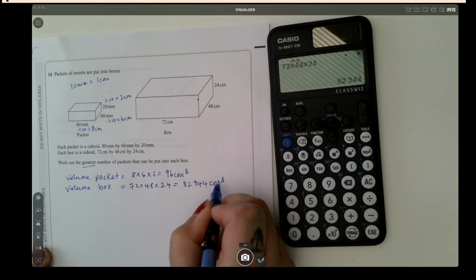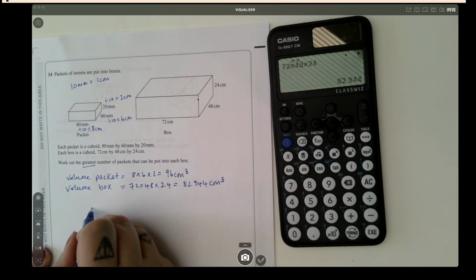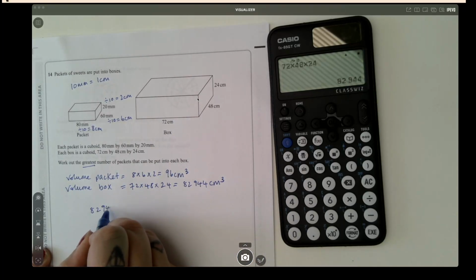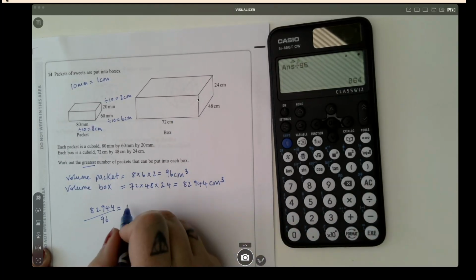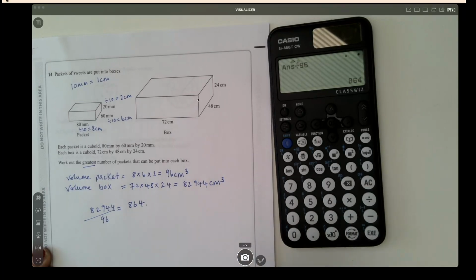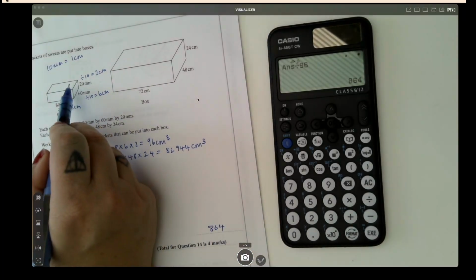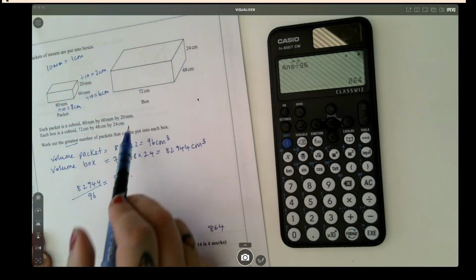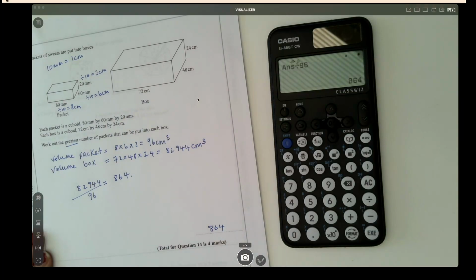82,944 centimetres cubed is the greatest number of packets that can be put into each box. So I'm going to do 82,944 divided by 96, which is 864. So 864 of these packets can fit into this box. It's really important that we make sure those measurements are in the same units.